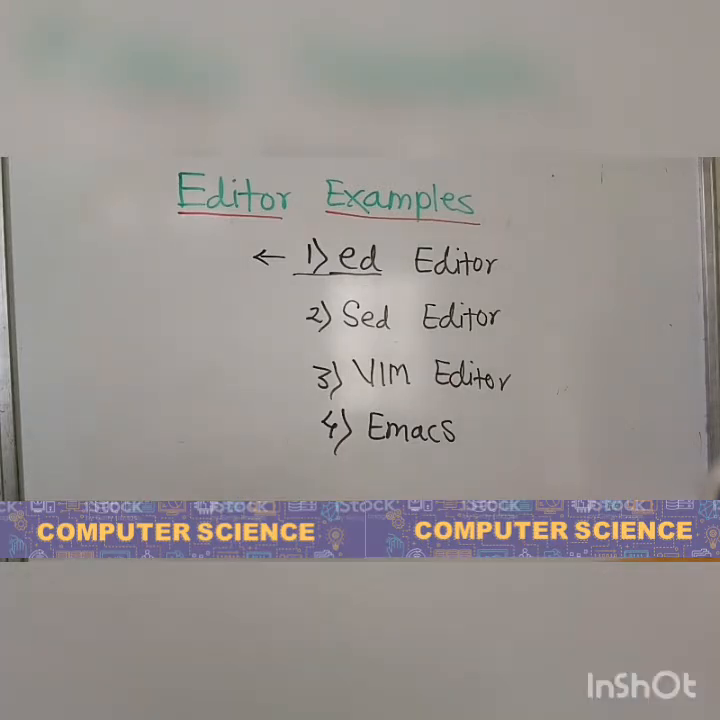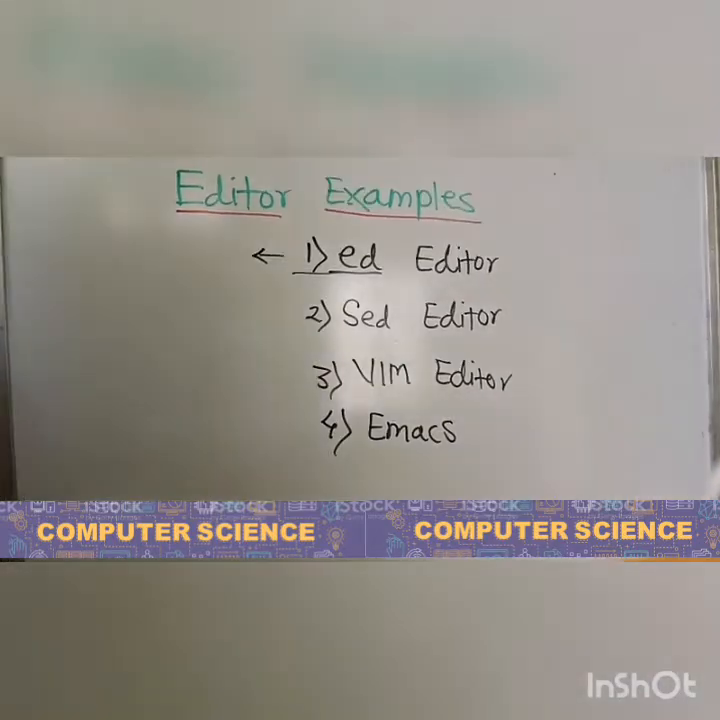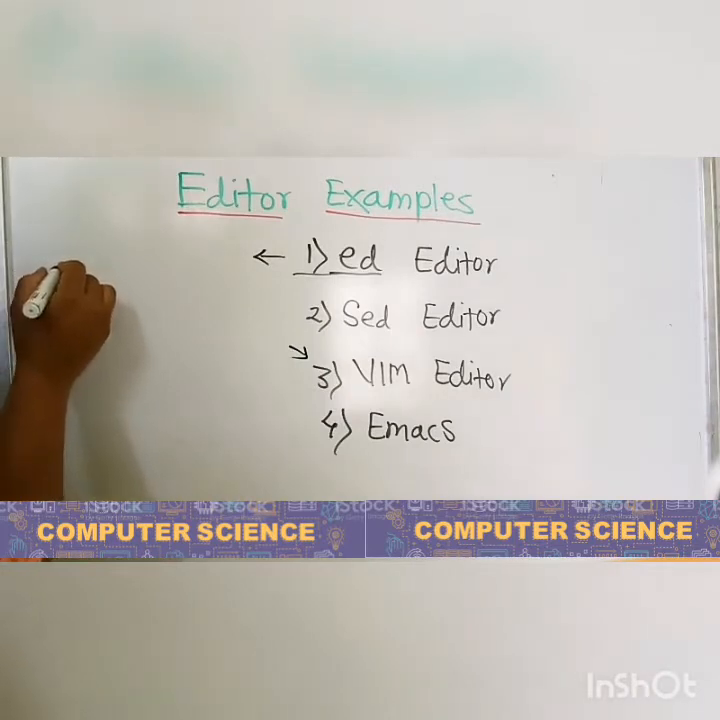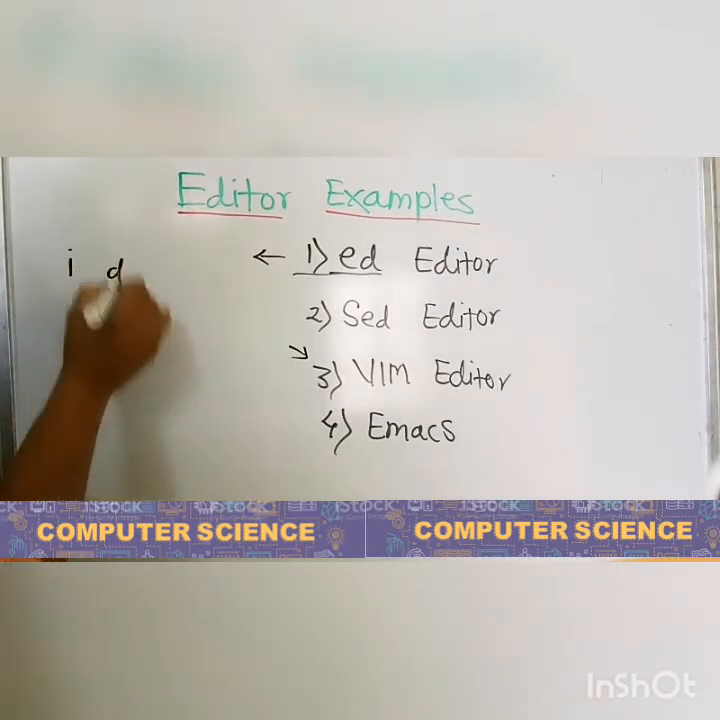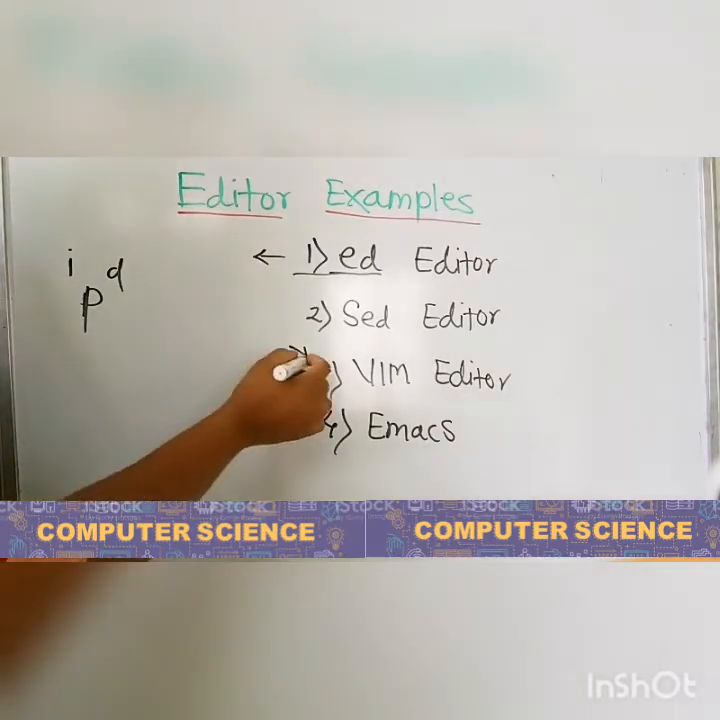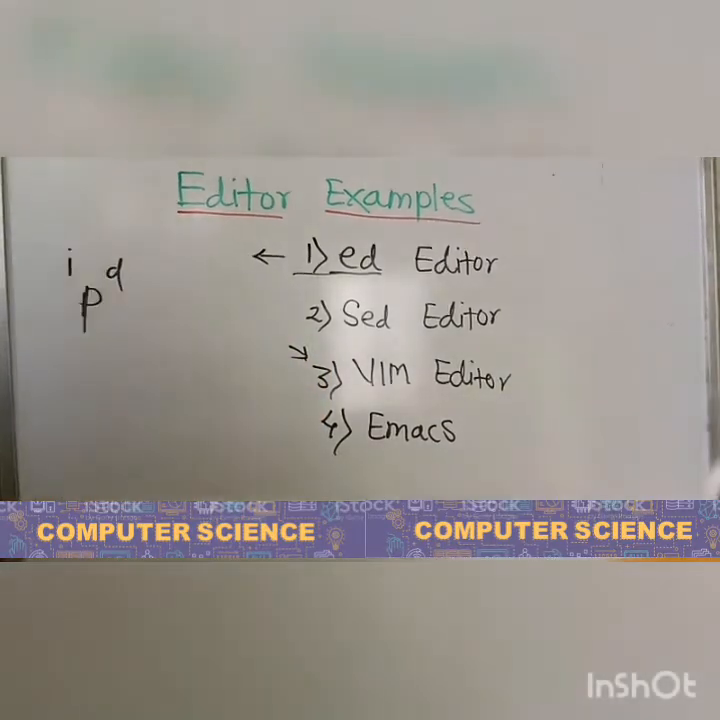Commands like inserting, deleting or replacing text can be executed with the help of a keyboard in the VIM editor. Suppose we are using the VIM editor, then I for insert means add, D for delete, P for print. Such different commands we can use with these editors directly.